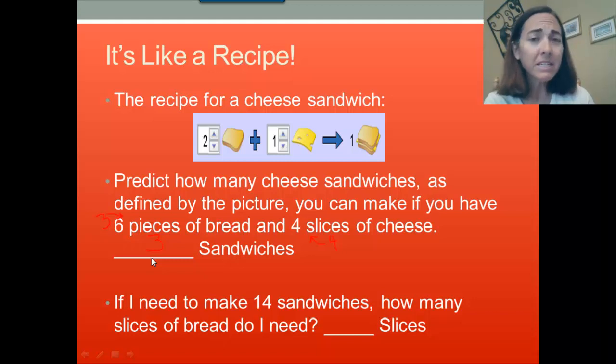So let's try another one. If I need to make 14 sandwiches, how many slices of bread do I need? Well, I know from looking here that every sandwich takes 2 slices of bread. So if I want 14 sandwiches, I'm going to need 28 slices. That is using the mole ratio for stoichiometry. Let's do another sandwich problem.